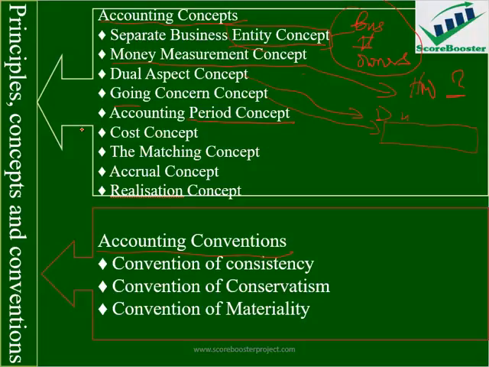Then cost concept, what we call the historical cost concept. Here the meaning is that accounting information is prepared based on historical cost. Historical cost is the original cost of an asset. For example, if I started a business in 2010, and at that time I bought an asset at 5 million naira, it is expected that every year in my account I must be taking this asset as 5 million.